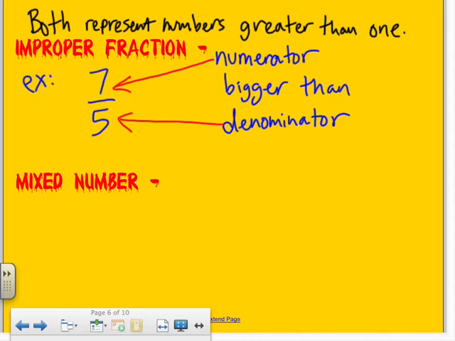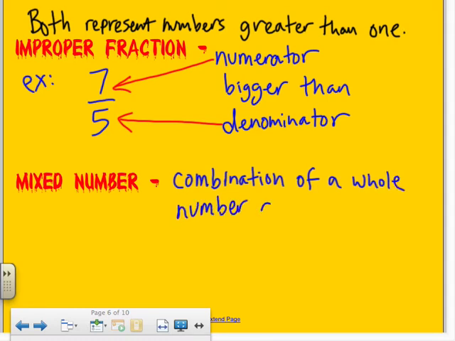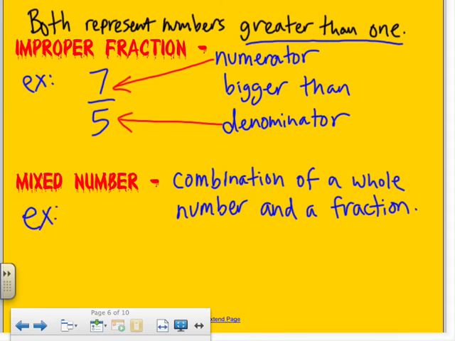Mixed numbers are the same idea, although instead of writing it as an improper fraction, it's a combination of a whole number and a fraction. And since both improper fractions and mixed numbers represent numbers greater than 1, you can convert between the two. So my example this time would be 7/5 written as a mixed number. So 7/5 is really 1 and 2/5. That's a combination of the whole number and the fraction.